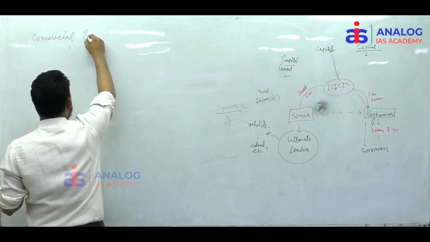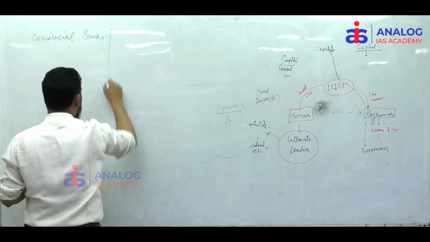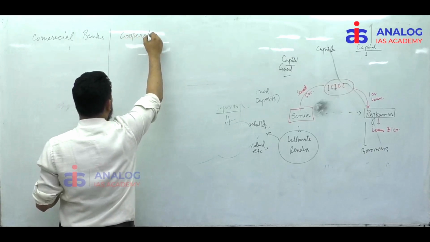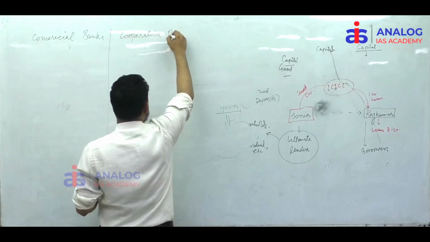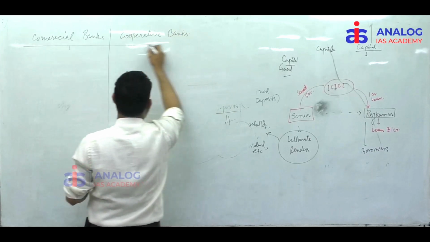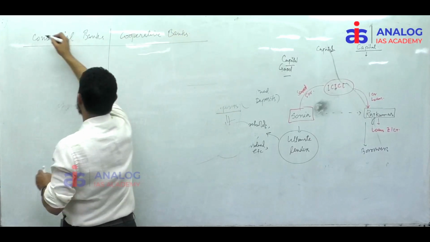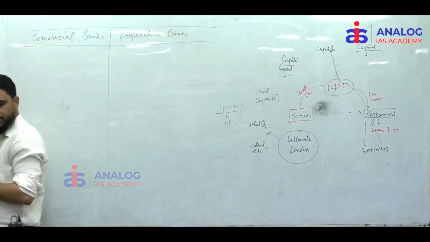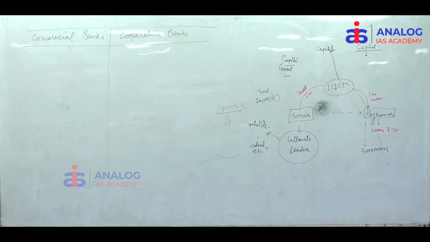Commercial banks, and next is cooperative banks. Commercial banks and cooperative banks. Commercial bank and cooperative bank. Clear? Now, what is a commercial bank?